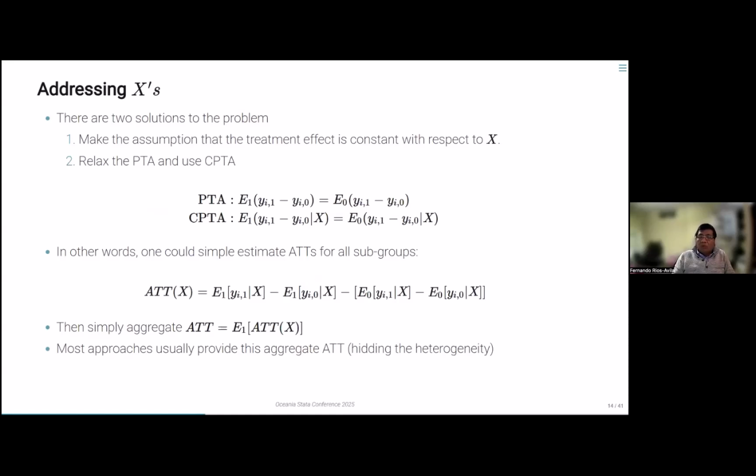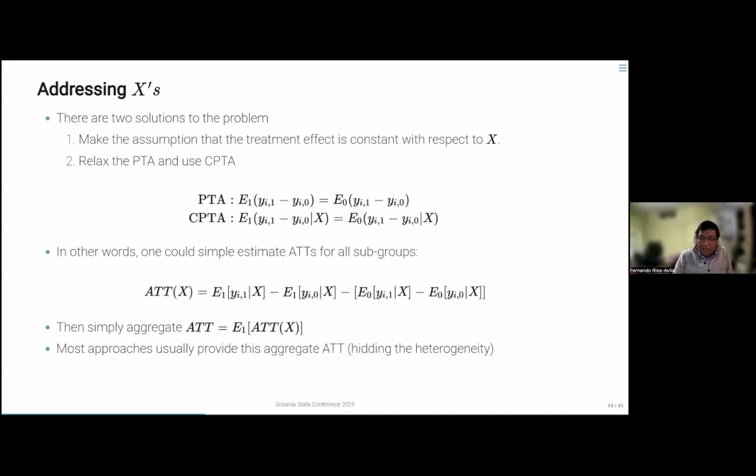The difference between one and the other is that the parallel trends assumption just says that the growth between the treated and the control group are the same in absence of treatment, whereas the conditional parallel trends assumption says we're going to look at the same growth, but conditioning on characteristics. So we want to compare men with men, children with children, people with a higher level of education with people with a high level of education, etc.